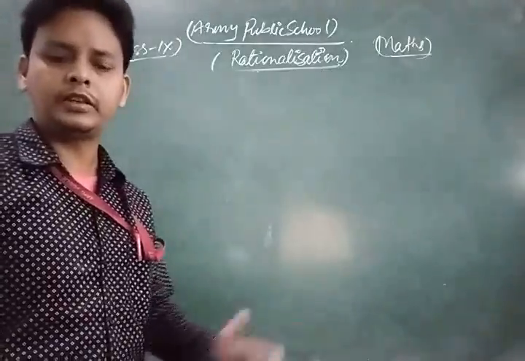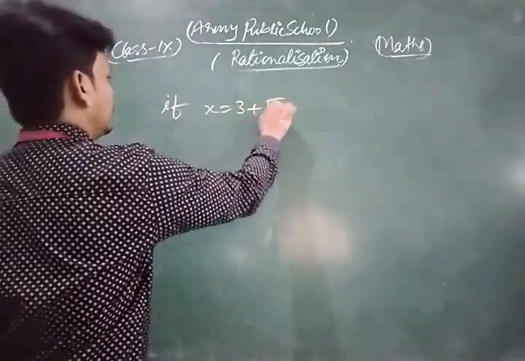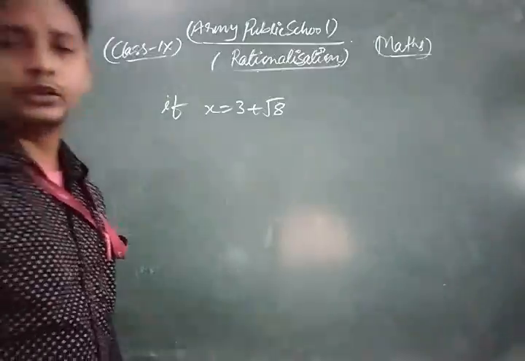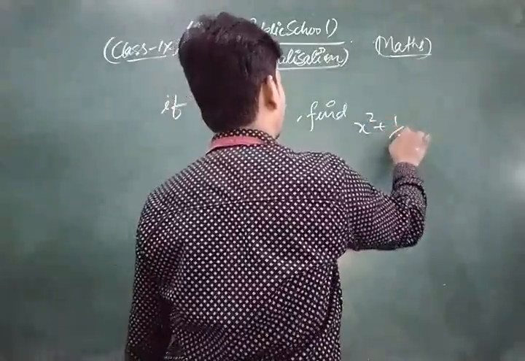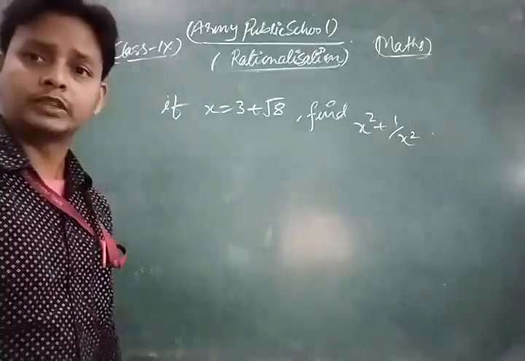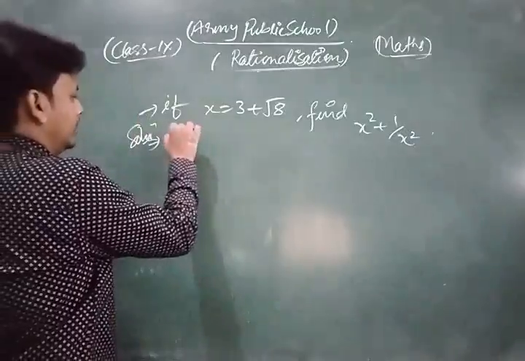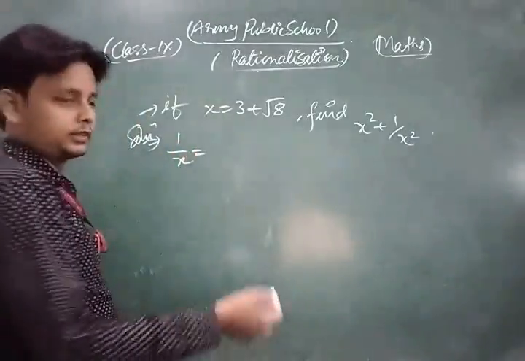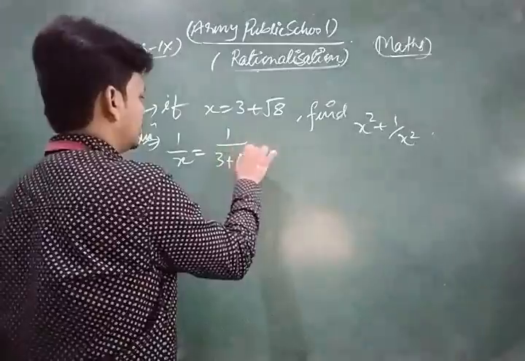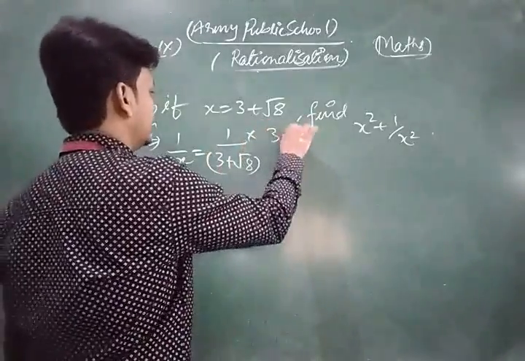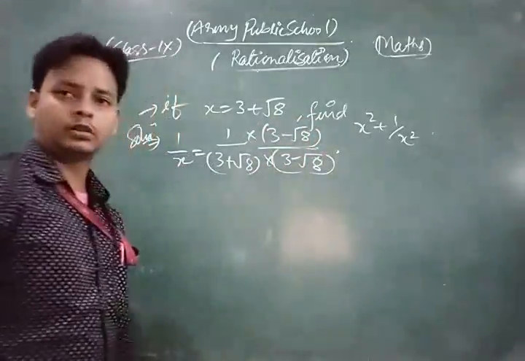Similarly, suppose that you have the value x is equal to 3 plus under root 8, and you find the value of x square plus 1 upon x square, then what I do? So first of all, look at the solution. Here x is equal to 3 plus under root 8. First of all you find the value of 1 upon x. So 1 upon x is 1 upon 3 plus under root 8, means you must multiply by 3 minus under root 8 upon 3 minus under root 8.